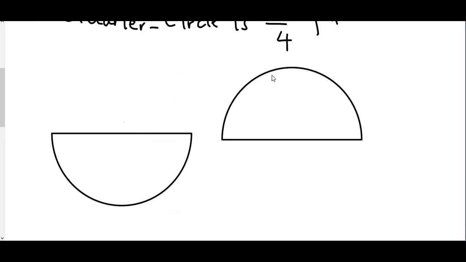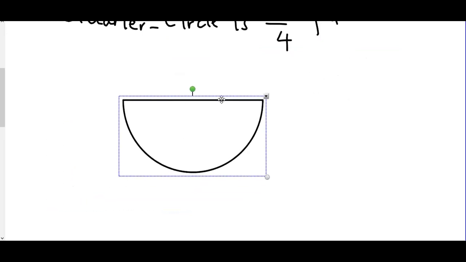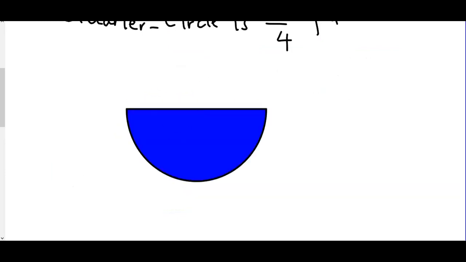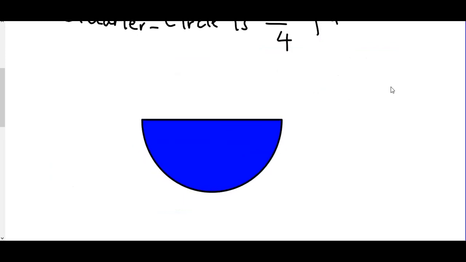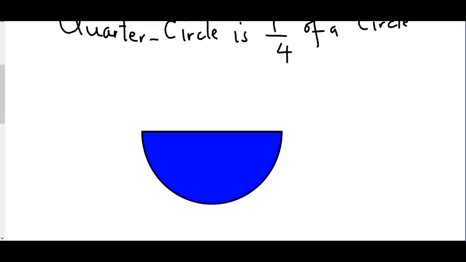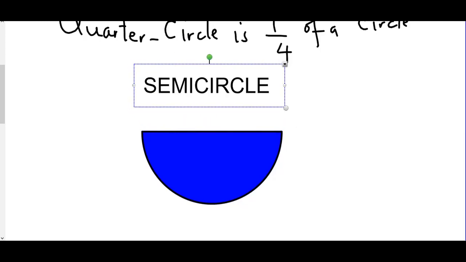Let me move on with this diagram here. This is what we call a semicircle. The semicircle you can see here has got 2 parts. A semicircle, like I said earlier, is half of a circle. With this semicircle, I have this part here.